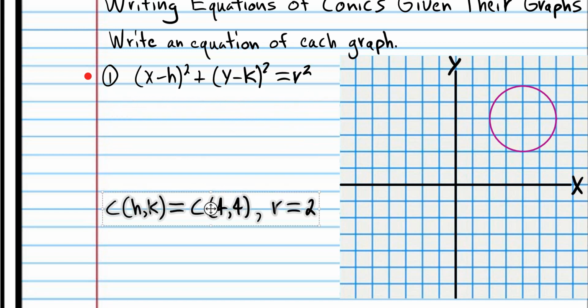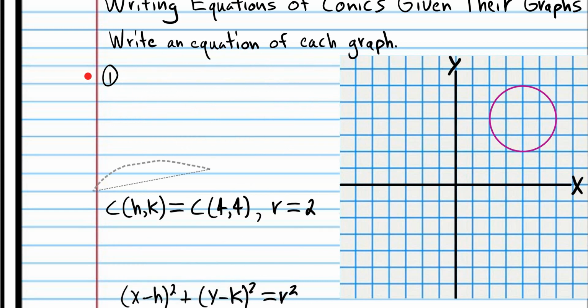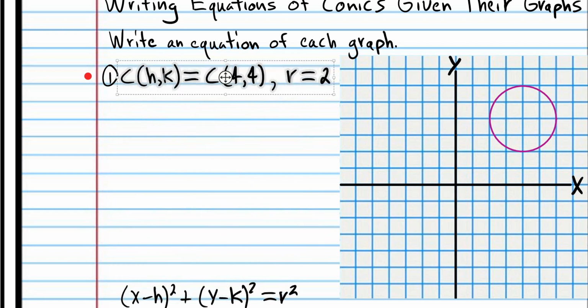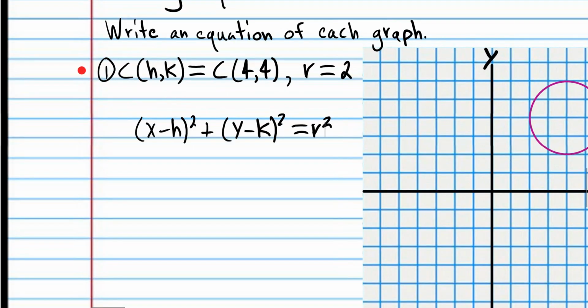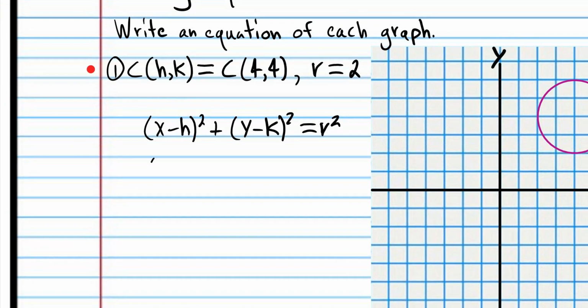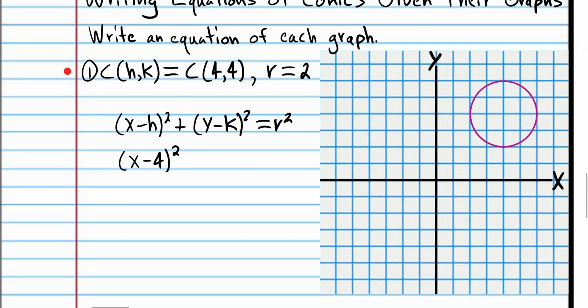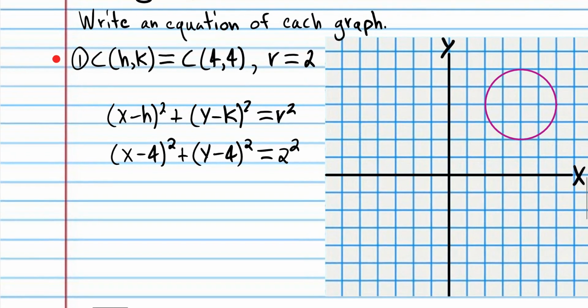And maybe I should write this stuff first. And we can plug that information into the equation. So h is 4 and k is 4 and r is 2. And so now we can simplify.